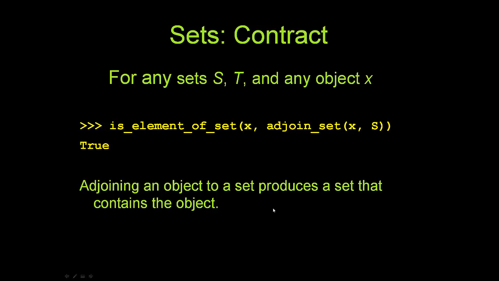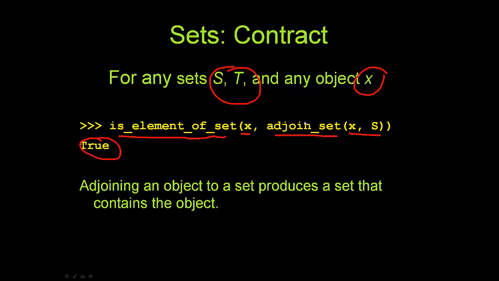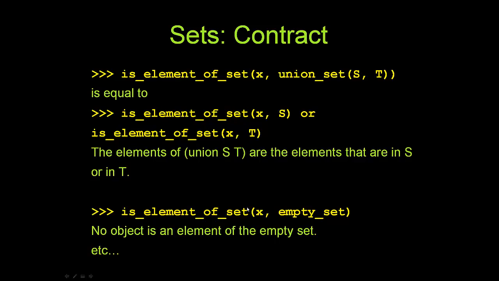Now, the contract. What can a set do? For example, a contract is that for any sets S and T, an object X is an element of adjoin-set X S must be true. So basically, what happens here is adjoin-set adds element X to S. After that, this is a new set, and obviously it must contain X. So X must be an element of this new set. Now, is-element-of-set X union S T is equal to is-element-of-set X S or is-element-of-set X T. So what does it mean?